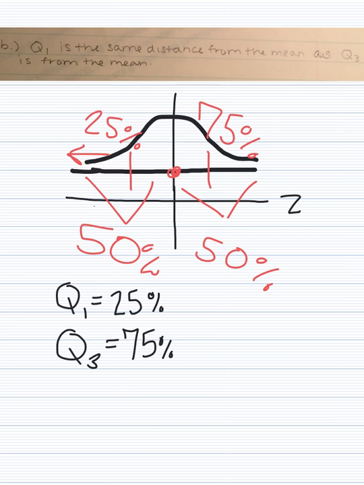So the distance from 25 to 50 is 25 units, and the distance from 50 to 75 is also 25 units. So we now know that Q1 is the same distance from the mean as Q3 is from the mean, because 25 units equals 25 units on both sides.